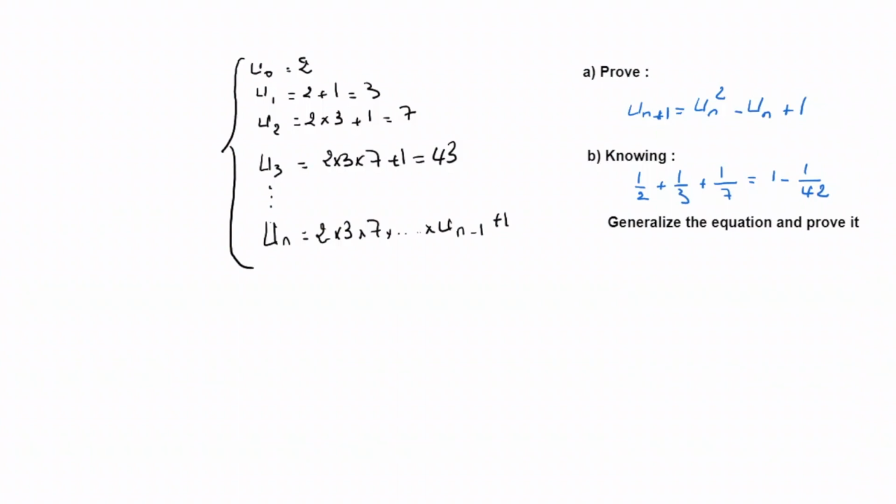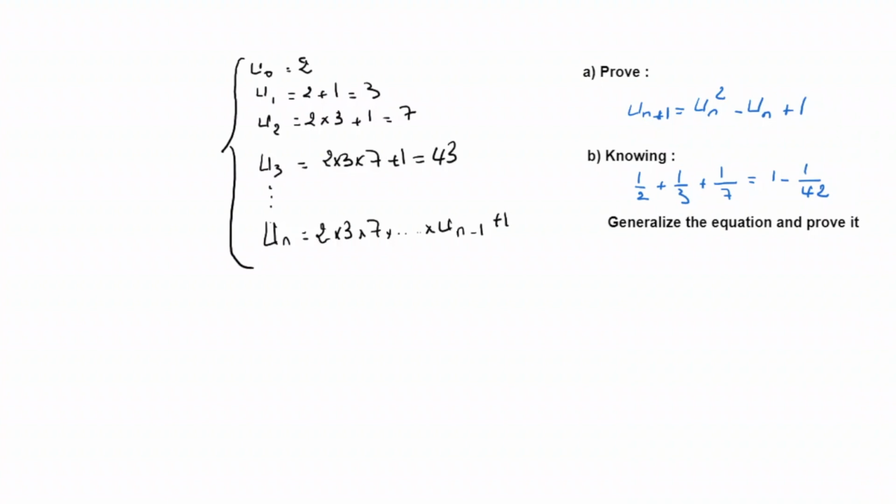Hello, so here I found a rare problem, Olympiad Quebec 1962, an old problem. So this is for series. We have the multiplication of the previous items plus 1 equal the current item. For example, U2 equals U1 times U0 plus 1, 2 times 3 plus 1. U3 equals U2 times U1 times U0 plus 1.